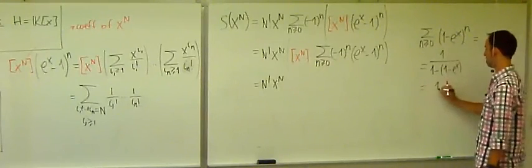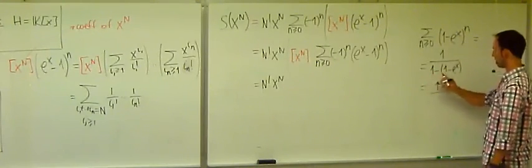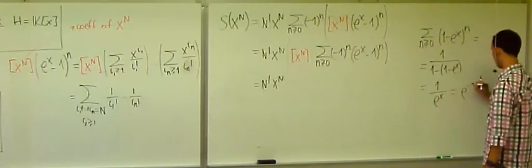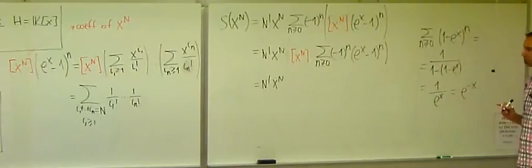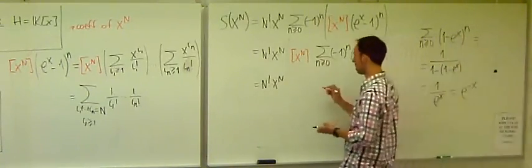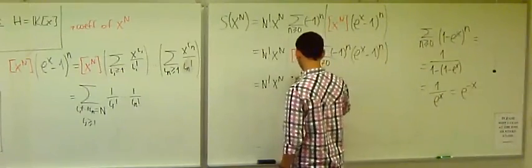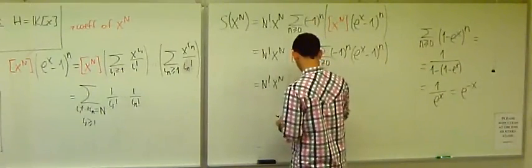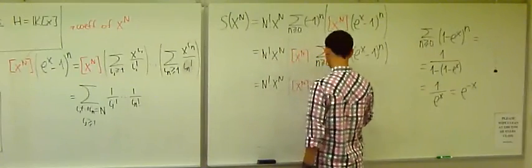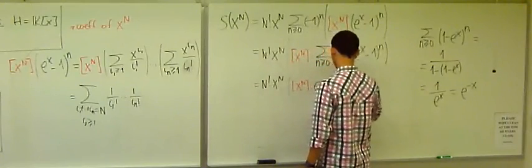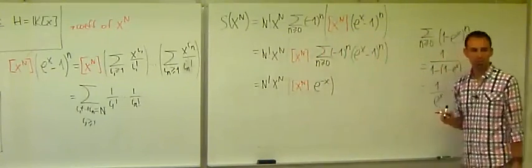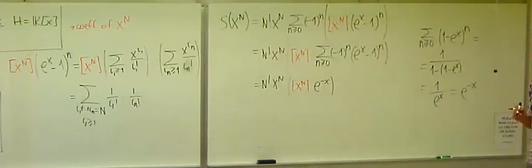So what's this? This is 1 over 1 minus 1 is 0, minus e to the x. So this is just e to the minus x. And so really what I'm asking you to do is take the coefficient of x to the n in e to the minus x. Okay. What is the coefficient of x to the n in e to the minus x?